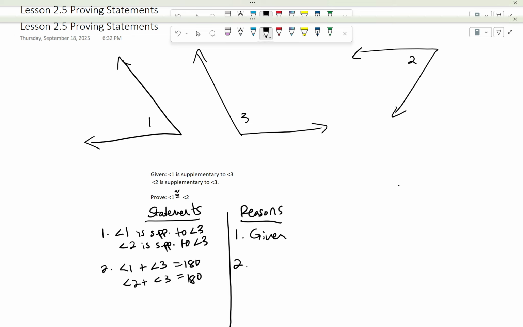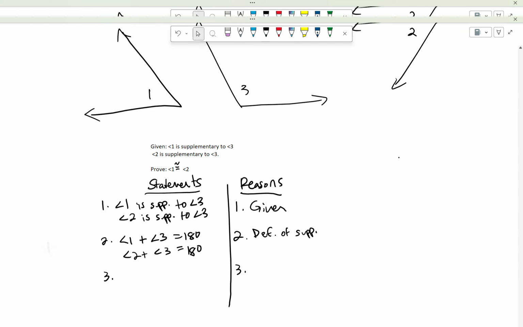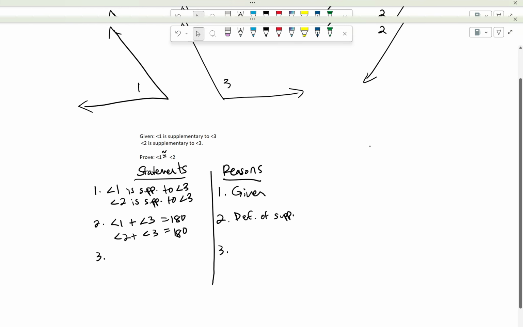Instead, we're actually defining these. The reason they equal 180 is because it said that they're supplementary, and supplementary angles have a sum of 180. So this is the definition of supplementary angles. We're fulfilling this by stating the definition. So the first thing was given, now we're giving a definition. Definitions, properties, postulates, and theorems go on the right side.